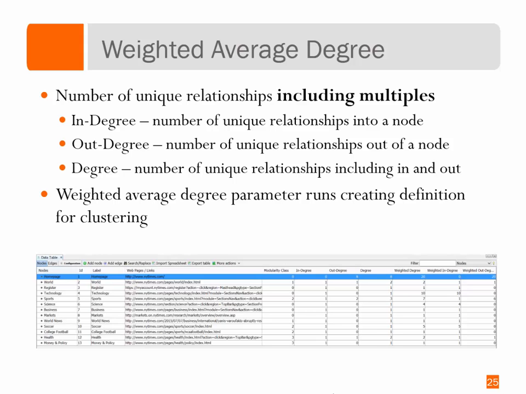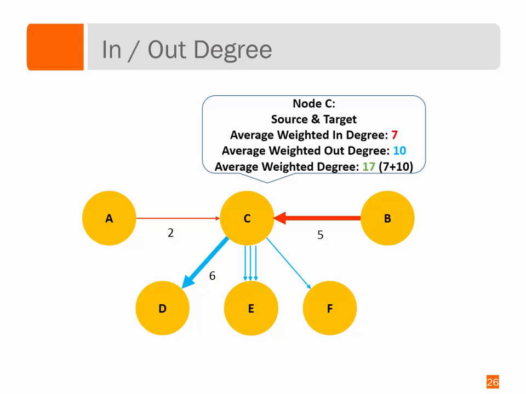And then we can also express this weighted average degree in the same terms: weighted average in degree, weighted average out degree, and weighted average degree. The weighted average degree parameter runs creating definition for clustering, sort of the same way that we had discussed before. To describe how multiples work, we'll use this example again with node C.